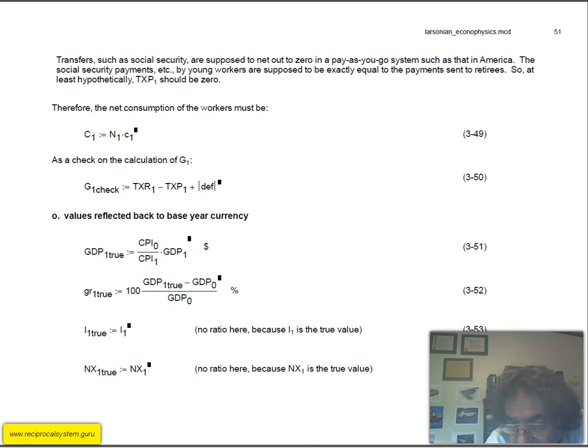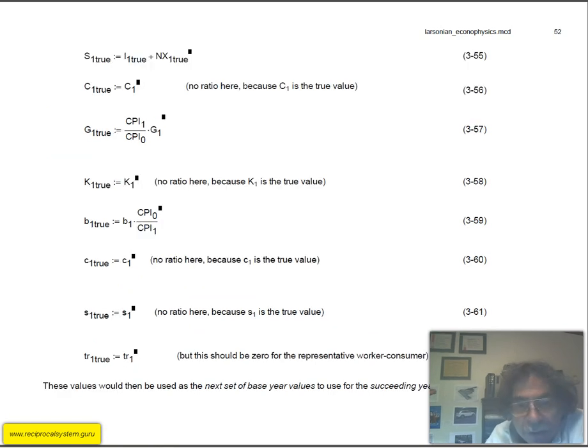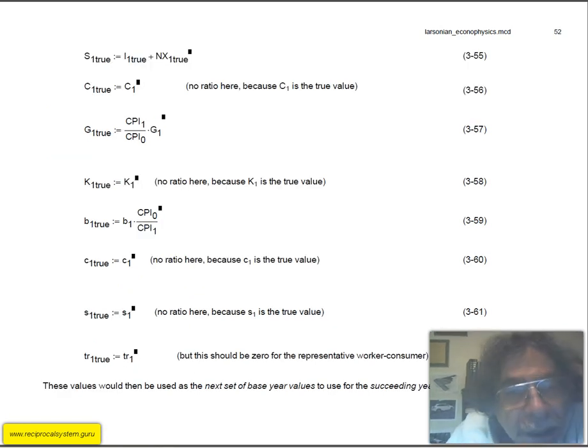I sub 1 true equals I sub 1. No ratio here because I sub 1 is the true value. NX sub 1 true equals NX 1. No ratio here because NX 1 is the true value, so no problem there. Capital S sub 1 true equals I sub 1 true plus NX sub 1 true. C sub 1 true equals C sub 1. No ratio here because C sub 1 is the true value.